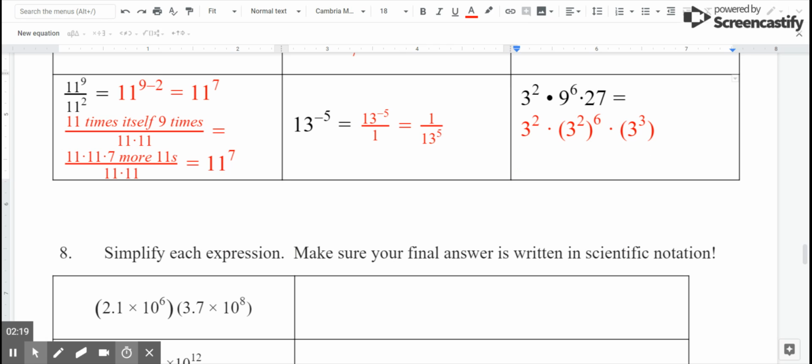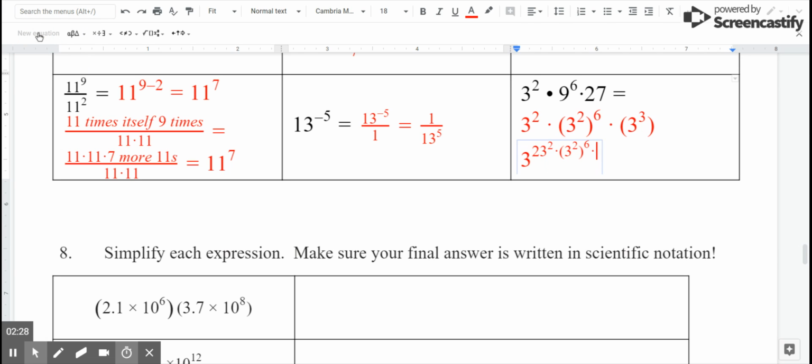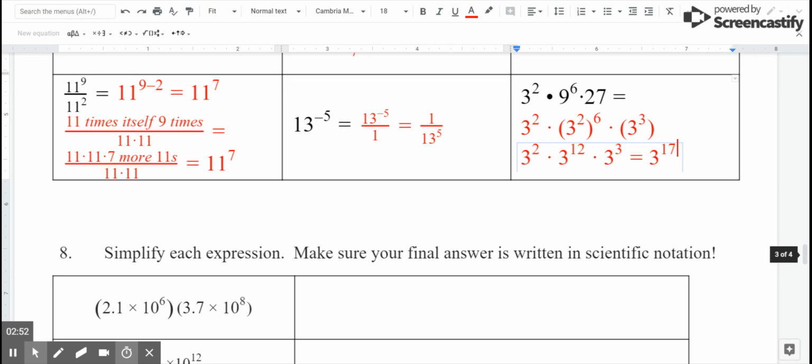So when I simplify this, I need to first use my power to a power rule to simplify 3 squared to the 6th. So that changes this to 3 to the 1st times 3 to the 12th power times 3 cubed. Now I can use my rule for multiplying powers with the same base to know that my base will be 3, and my powers will be 1 plus 12 is 13, plus 3 is 16, so 3 to the 16th power.